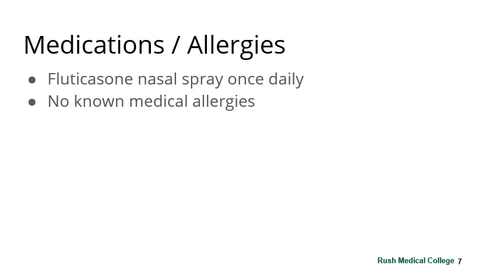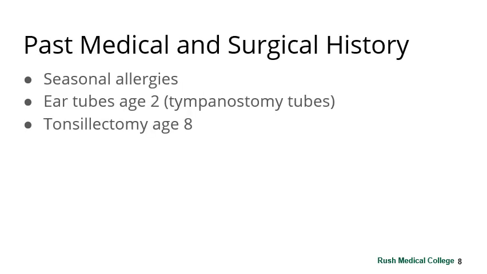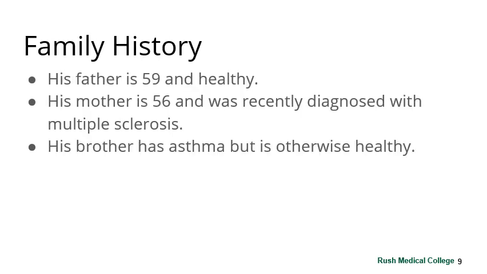Medications include fluticasone nasal spray, which he uses once daily for his seasonal allergies. He has no known allergies to medications. As mentioned before, his past medical history includes seasonal allergies. He also had ear tubes placed at age 2 and a tonsillectomy at age 8. For his family history, his father is 59 years old and healthy. His mother is 56 years old and was recently diagnosed with multiple sclerosis. His brother has asthma, but otherwise is healthy.